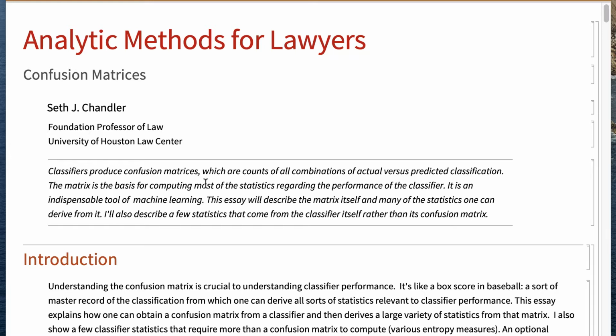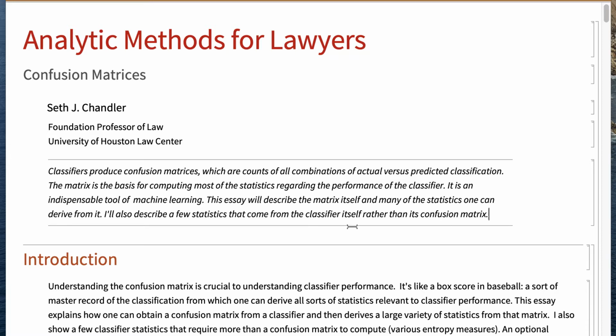Classifiers can produce confusion matrices, which are the counts of all your combinations of actual class, what the truth is, versus the prediction, what you actually classified a case or an instance to be. That matrix, the confusion matrix, is the basis for computing many of the statistics used to examine the performance of the classifier, and it's an indispensable tool of machine learning. It can actually be applied to statistics as well.